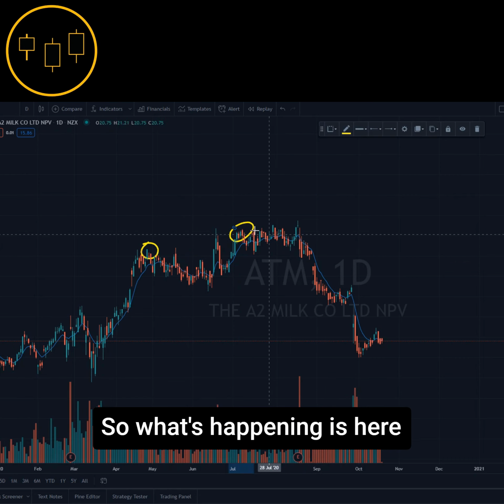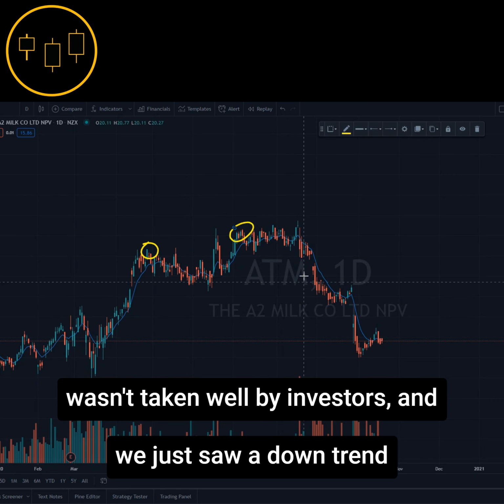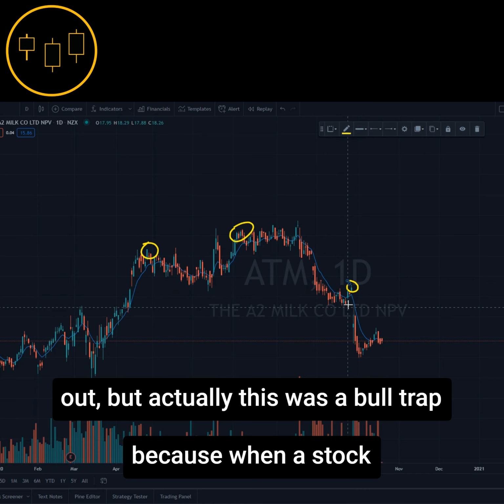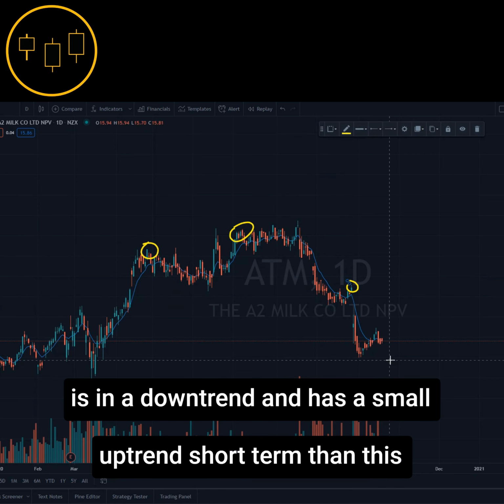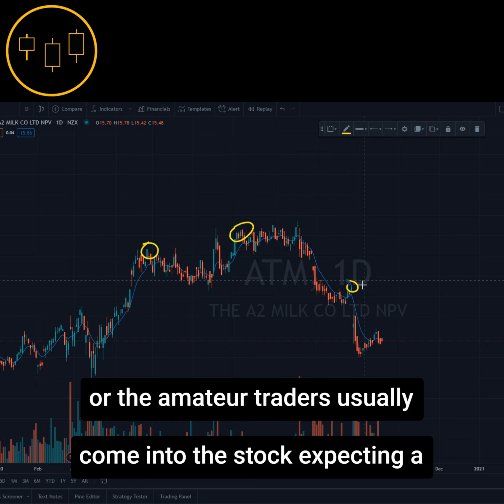So what's happened is here we can see that it's had a big dip due to earnings. So the earnings wasn't taken well by investors and we just saw a downtrend of price. After the price has downtrended for quite a number of days, it looked like it started to round out, but actually this was a bull trap, because when a stock is in a downtrend and has a small uptrend short term, then this usually means that the amateur investors and the amateur traders usually come into the stock expecting a reversal.